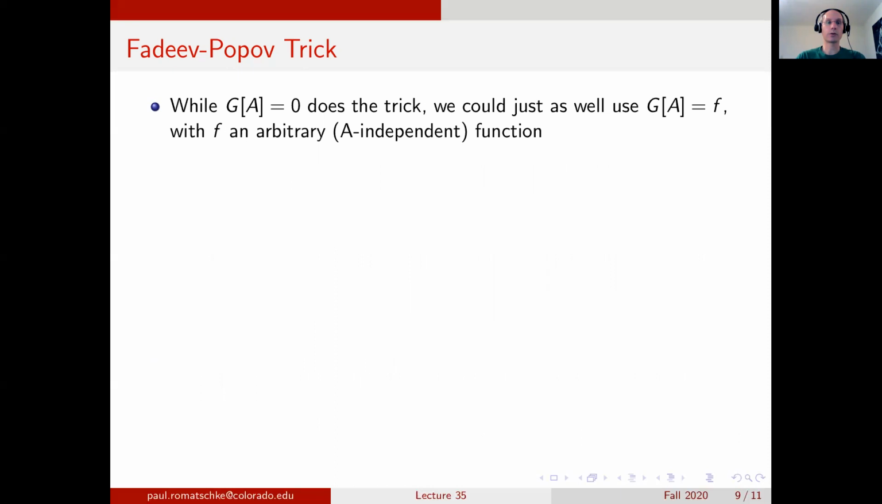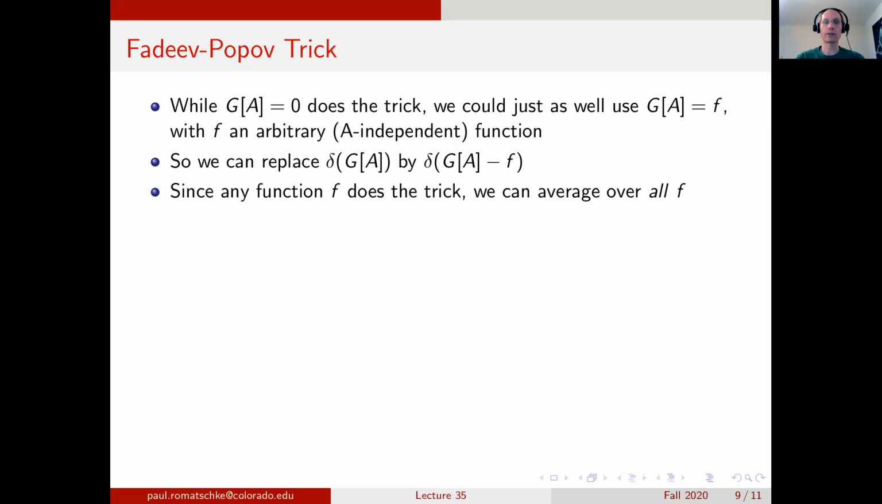So we've used a delta function that restricted G of A to be 0, but that is maybe overly restrictive. We could just as well have used the restriction that G of A is f, where f is an arbitrary but gauge field A independent function. So instead of writing delta of G of A, we could have written delta of G of A minus f, and none of the argument that I've given on the previous slide would have changed.